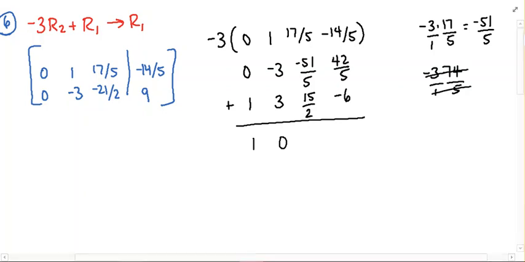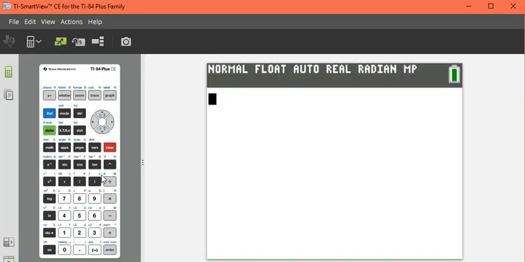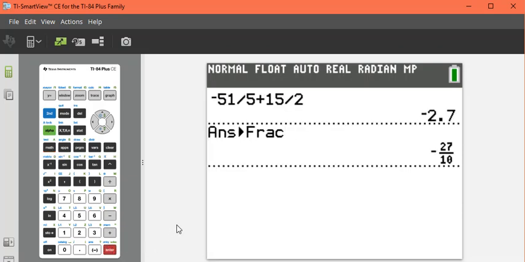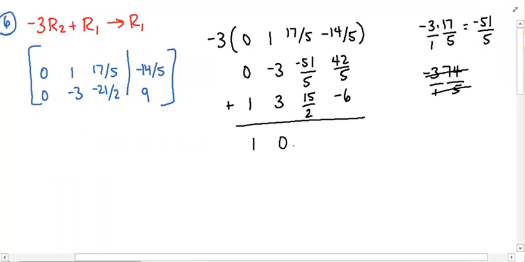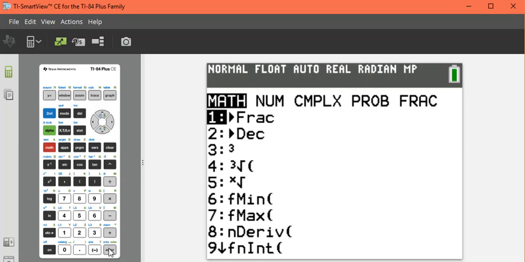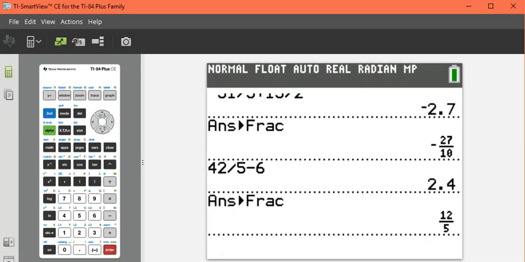Let me pull it up. We've got -51/5, and we're going to add to that 15 halves. Hit enter, it's going to give you a decimal. Let's convert that to a fraction. So this is going to be -27/10. Then we'll do the same thing for the 42/5 minus 6. You type it in just like you see it. Then math, Option 1 to convert to a fraction, this is going to be 12/5.